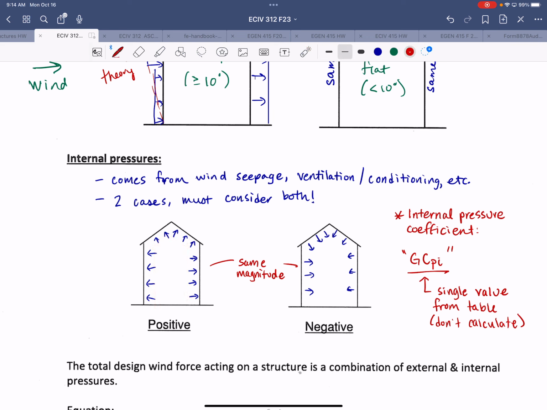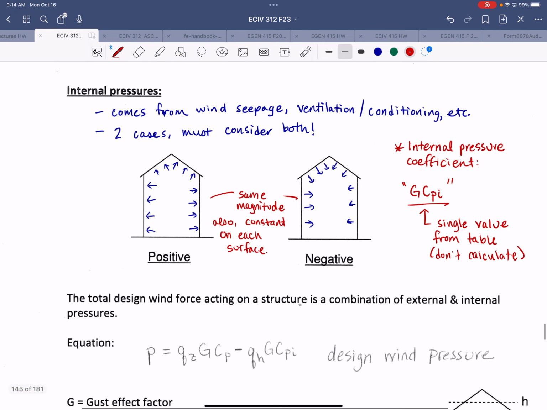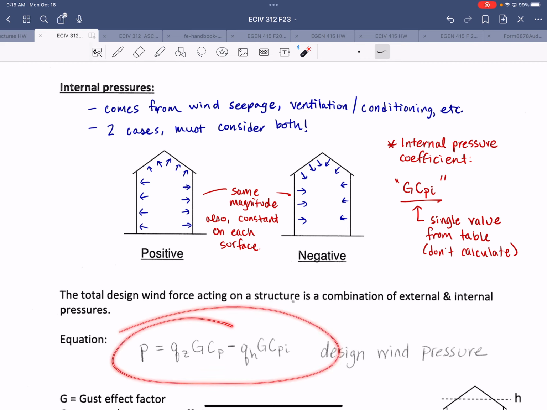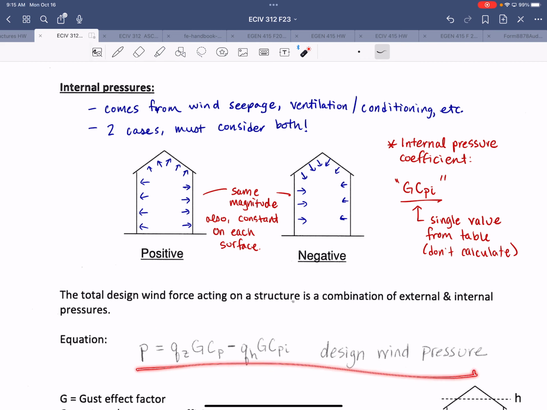So I'll also note constant on each surface. Then once you figure out the external pressure and the internal pressure, for each surface you will calculate the design net wind pressures.